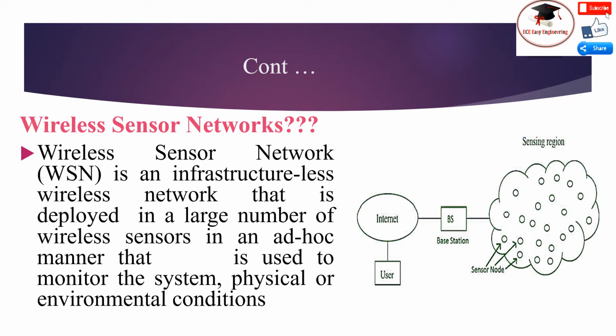Wireless sensor network. WSN is an infrastructure-less network that is deployed with a large number of wireless sensors in an ad hoc manner that is used to monitor the system's physical or environmental condition. Given is an example of WSN. Here we see there's a user, internet, a base station connecting the sensor nodes along with the internet, and the sensing region contains the sensor nodes.